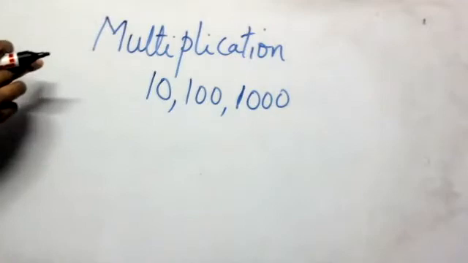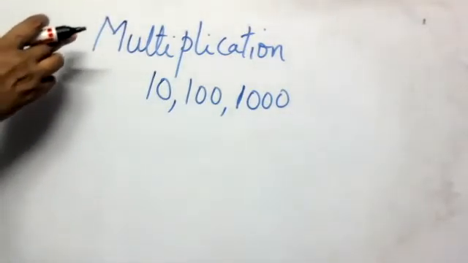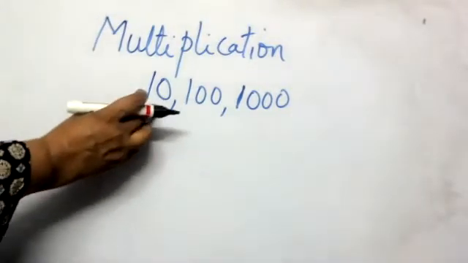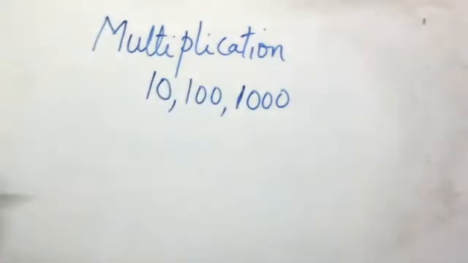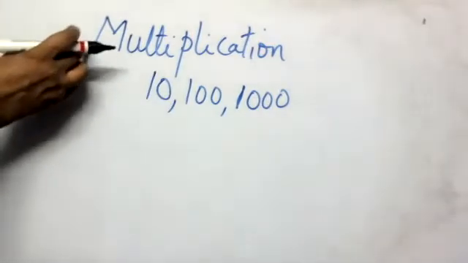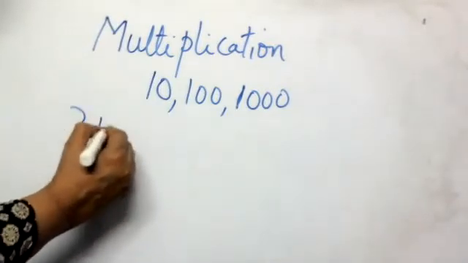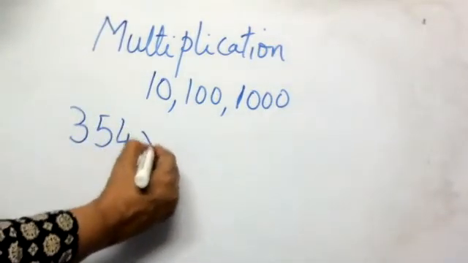Children, good morning. Today I will be explaining how to multiply a number with 10, 100 and 1000. I will teach you the short and the simple method of multiplication. Suppose there is a 3-digit number 354 and you have to multiply it by 10.